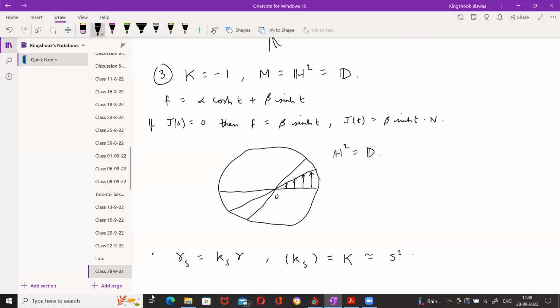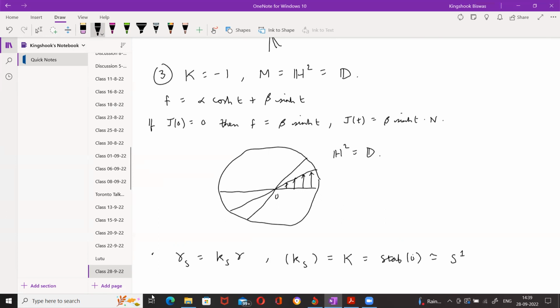And this is the stabilizer of the origin in the isometry group. And this is isomorphic to S1. And what is this S? It is the one parameter subgroup of rotations, right? S is the angle, that's it. Is this all right? Yes.